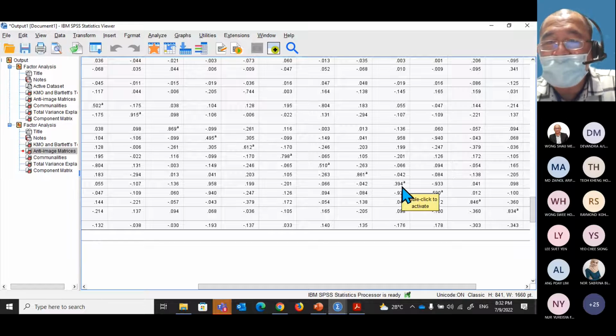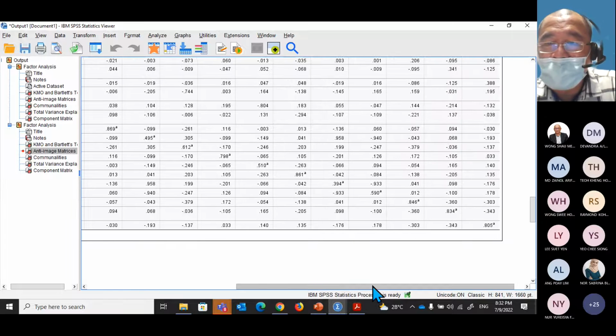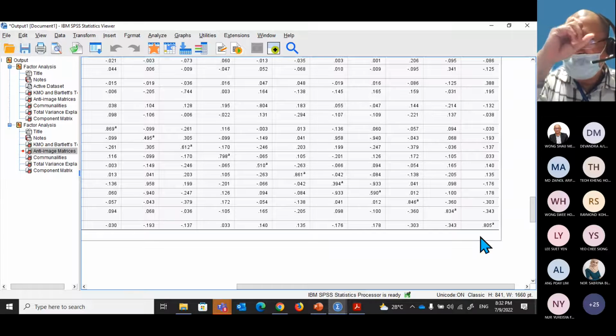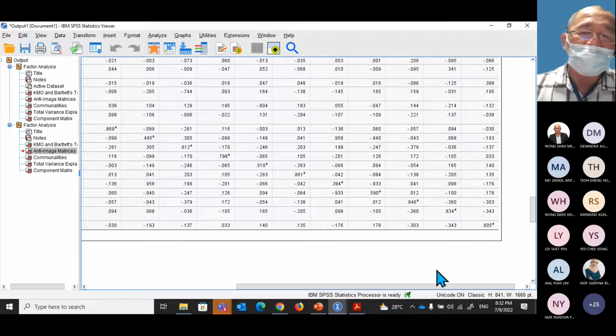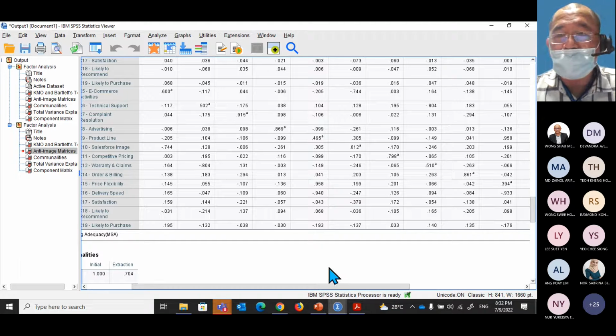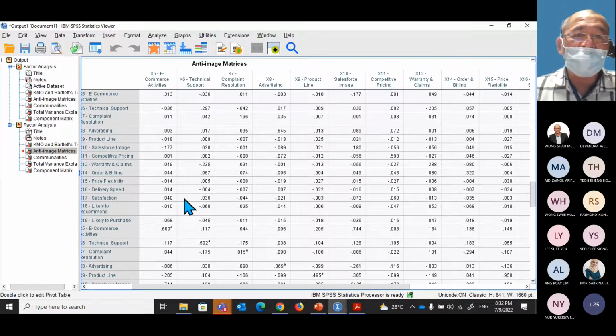Okay, 394. Yeah, 394. That means we still have two variables with the KMO, the MSA individual statistics smaller than 0.5. Okay, now we should drop 394. 394 is X15, price flexibility.